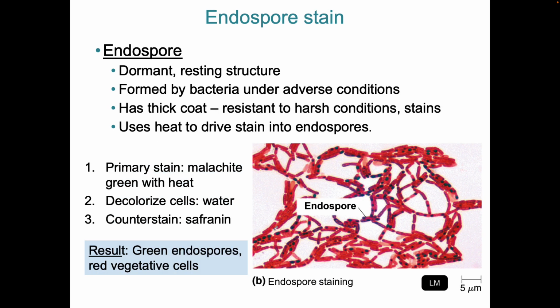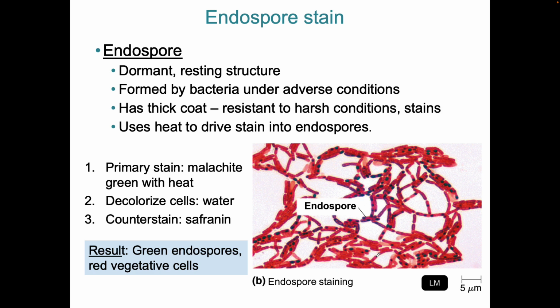You can also stain for endospores. Some bacteria form these really resistant structures called endospores under harsh conditions. We saw that example on the first day of scientists that were using the hay infusion to try to determine spontaneous generation versus biogenesis. And the bacteria in the hay actually formed spores, so they kept growing.